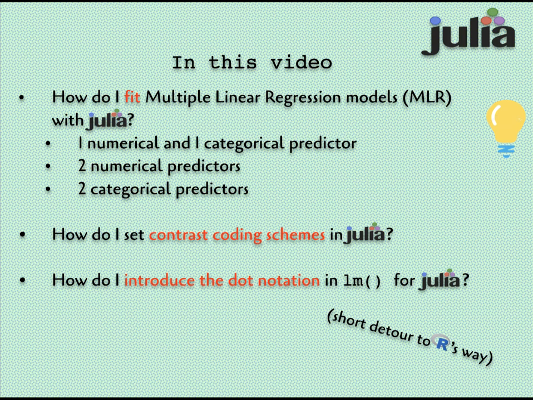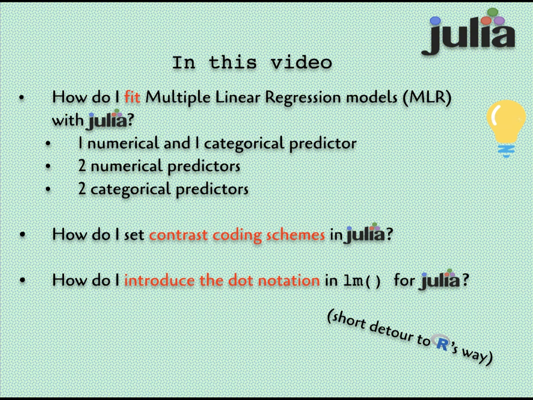For this reason, I will demonstrate how to build MLR models based on the simplest possible type of MLR models, namely those models that include two predictor variables, and I will cover all possible scenarios with these two predictor variables, namely when you have one numerical and one categorical predictor, two numerical predictors, and the last case scenario is when you have two categorical predictors. After you learn how to construct these MLR models, you will be able to build any type of MLR model using Julia, independently of the number and type of independent variables.